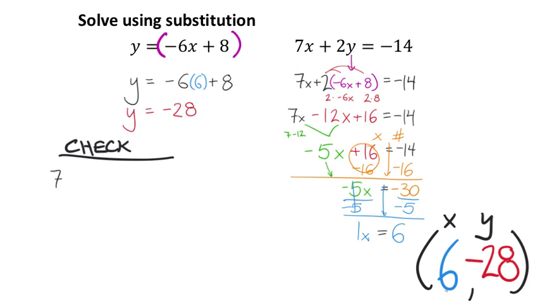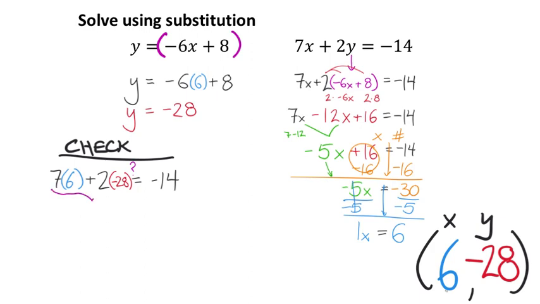And that other equation is 7x plus 2y equals negative 14. Well, I'm pretty sure we found an x value that was 6, so let's replace that with 6. And we're pretty sure the y right now is negative 28. So, to check, because we're not sure, we put a question mark over the equal sign.